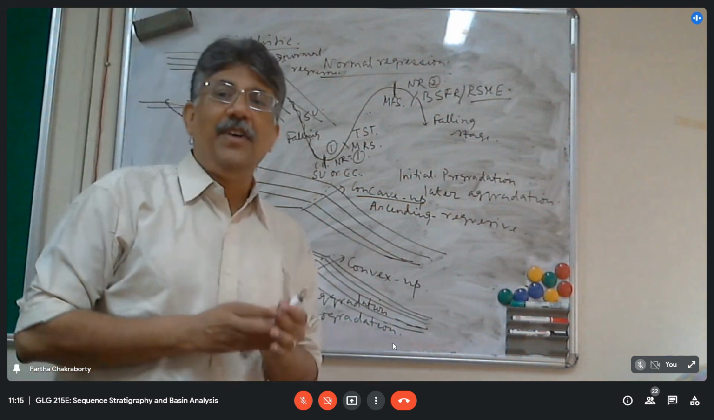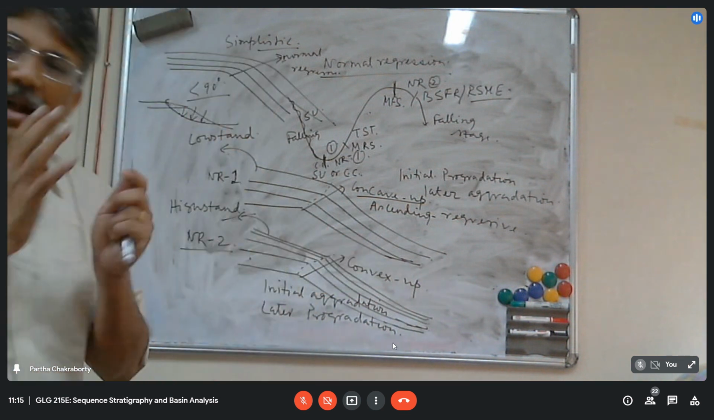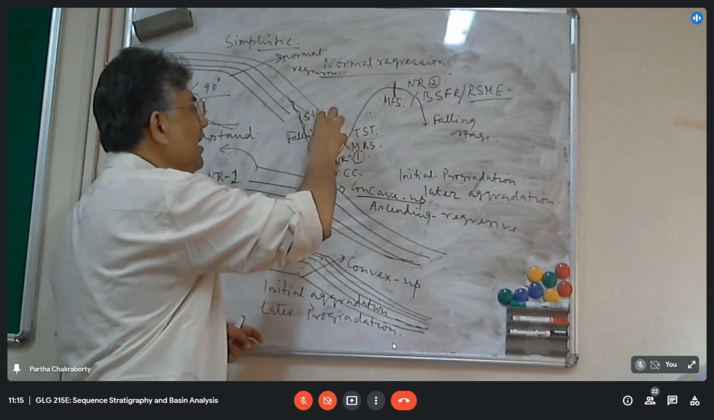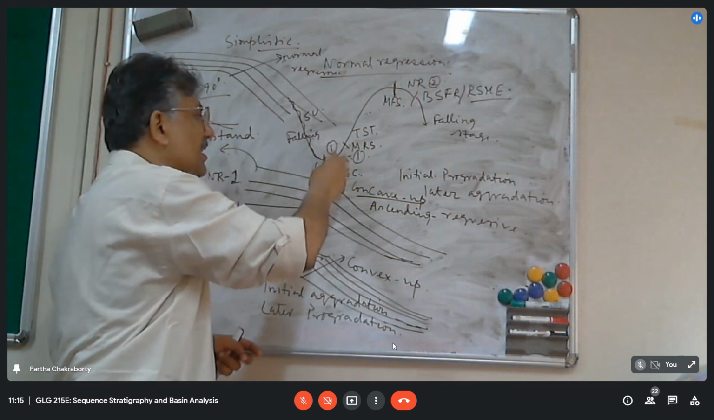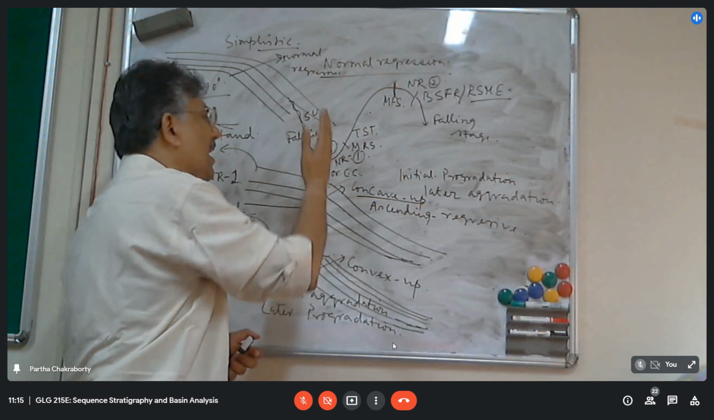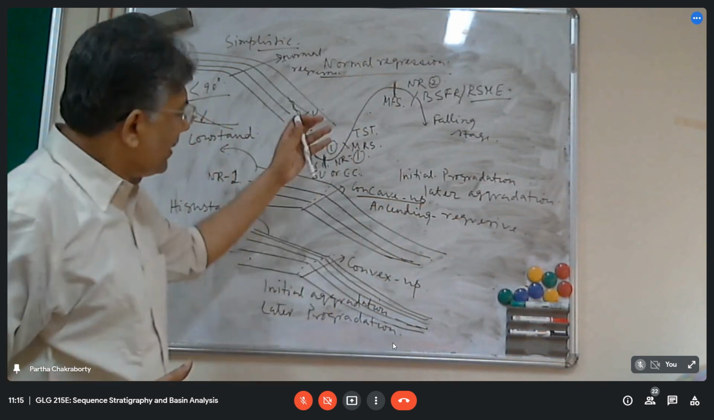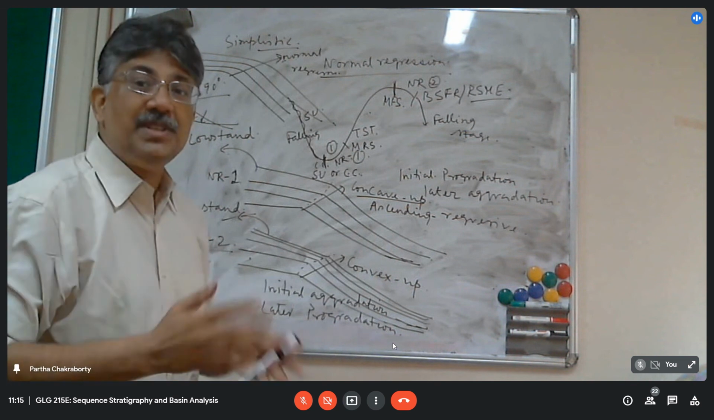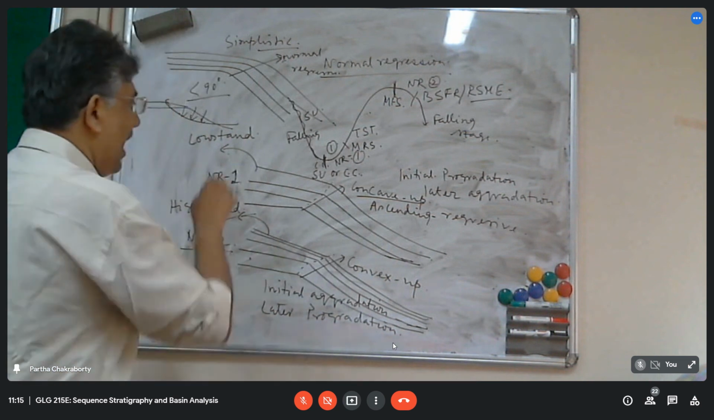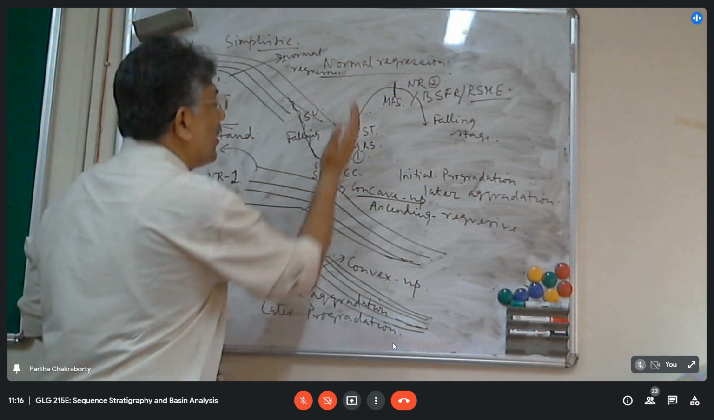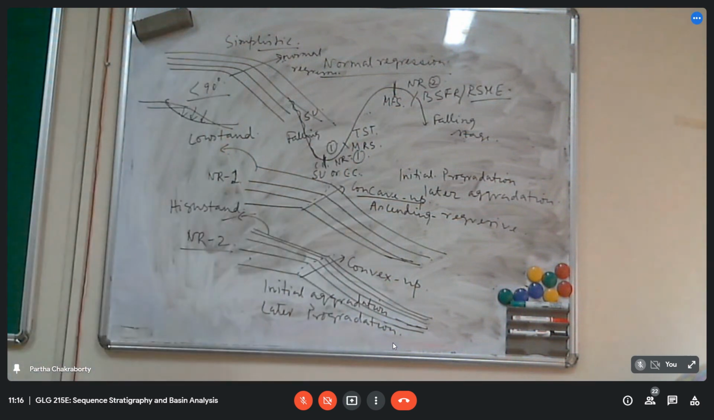Now I am dividing the two cases. One, the normal regression, which is actually above the falling stage, based by the subaerial unconformity or correlative conformity, topped by MRS. That normal regression, which is a low stand normal regression. I am saying in that case, I will be getting the profile which is concave.